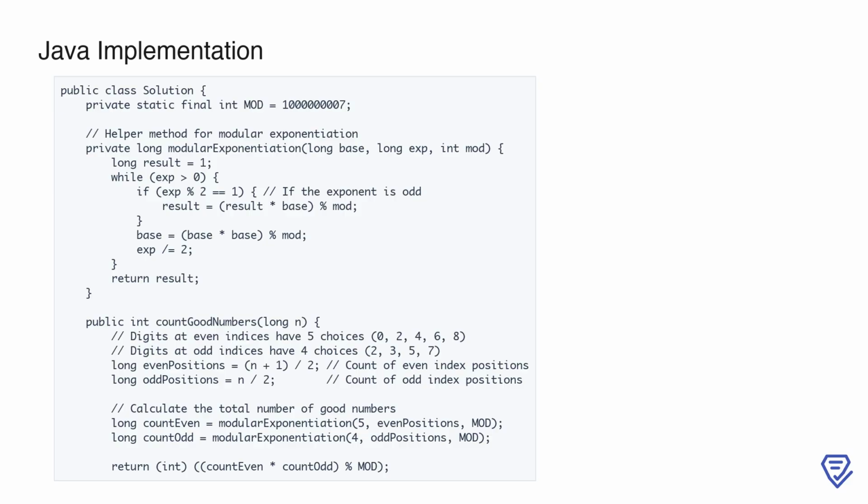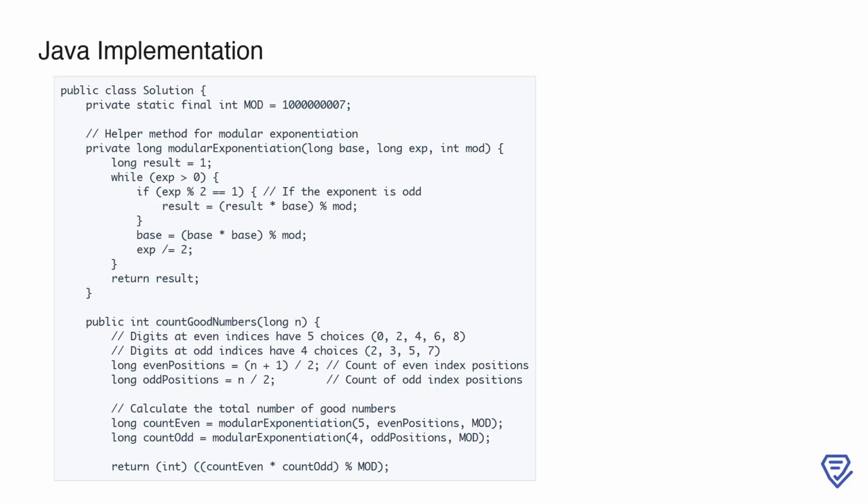This method efficiently calculates the result of base raised to the power of exp, modulo mod. The approach uses the concept of modular exponentiation by squaring, which reduces the time complexity to O(log exp). Within the method, we initialize result to 1. Then, while the exponent is greater than 0, we check if it's odd using exp % 2 equals 1.